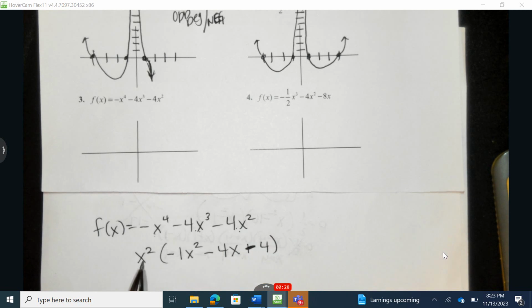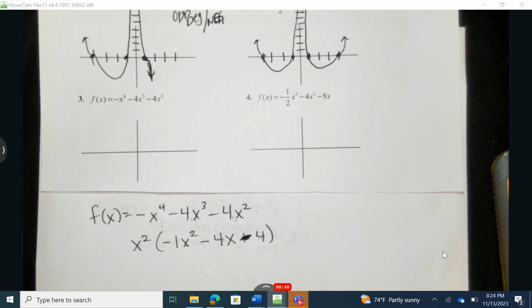Let's make sure this is correct. I multiply to get negative 1x to the 4th. I multiply to get negative 4x to the 3rd. And I multiply to get negative 4x squared. All looks good. So the next thing I'm going to do is see, is this factorable?